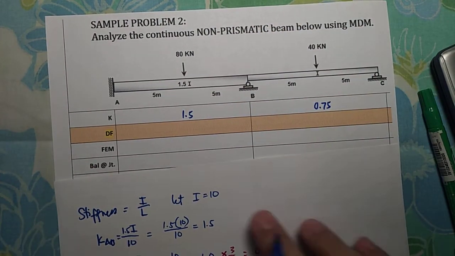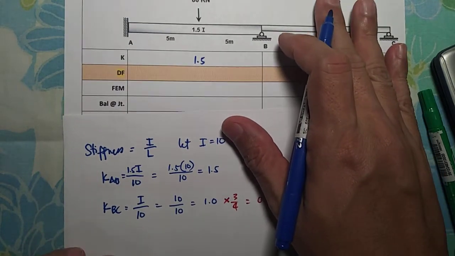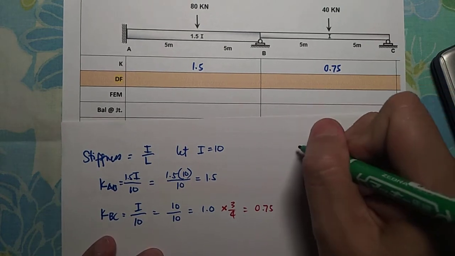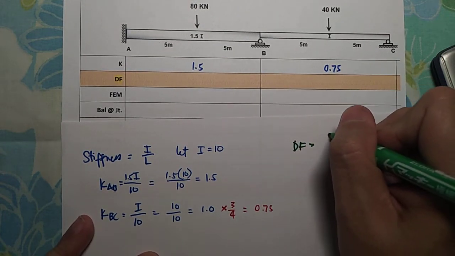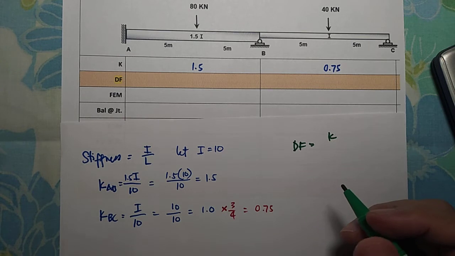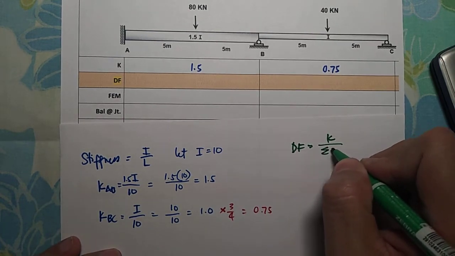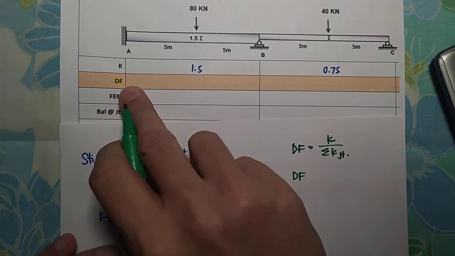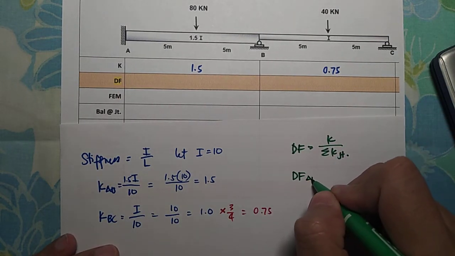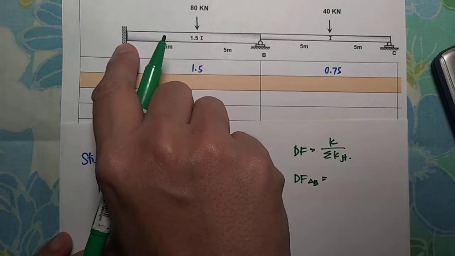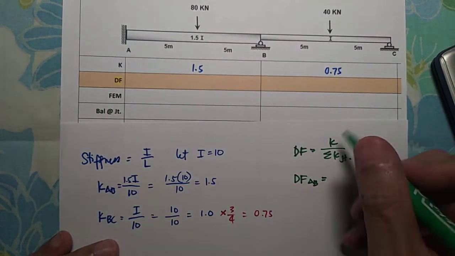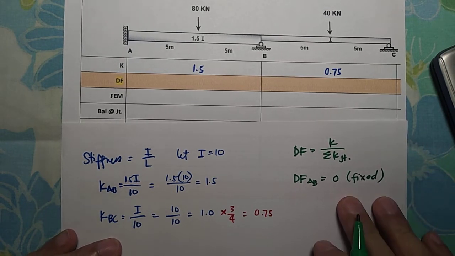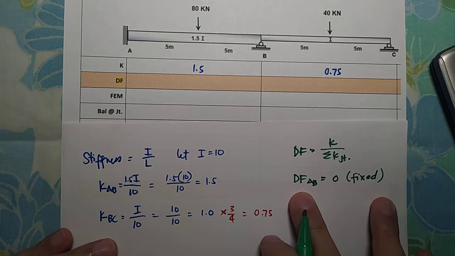Now, next is the DF. So how do we solve for the DF? Diba, the DF is the stiffness divided by the summation of the stiffness at a certain joint. Let's say the DF here, say on AB. This is a fixed support, therefore that would be 0. Pag fixed support, the distribution factor there is always 0.